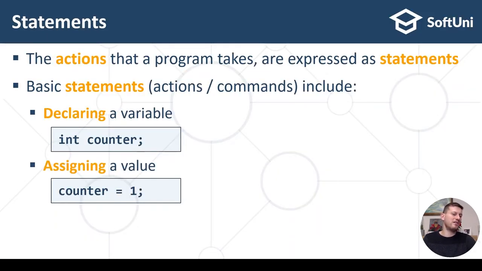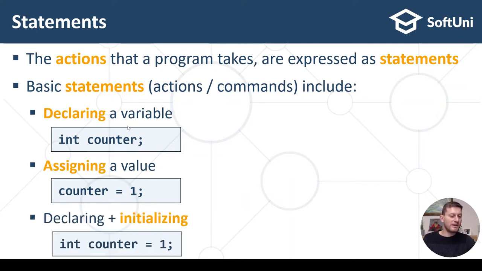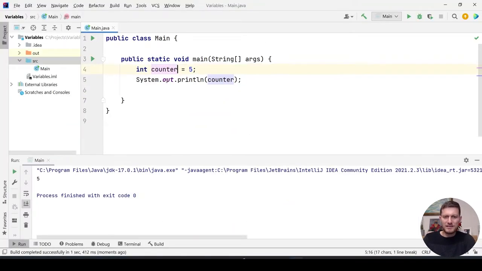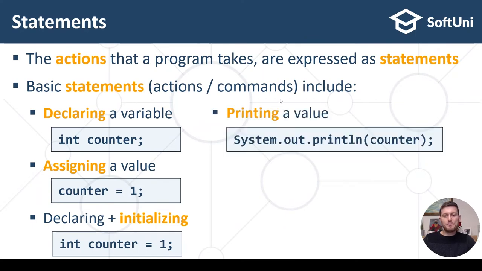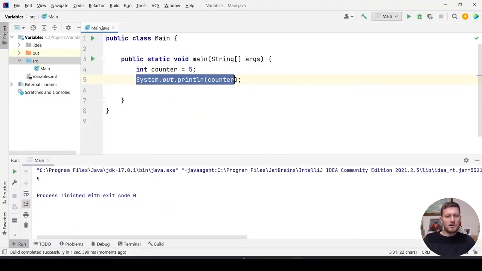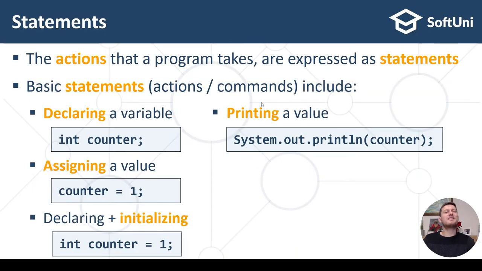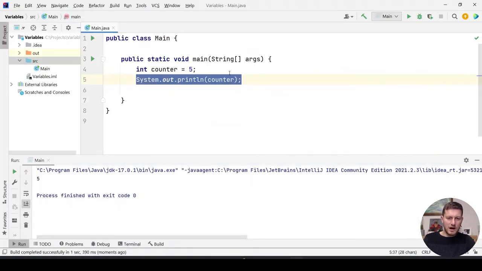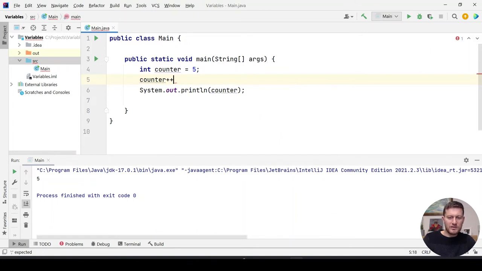These are simple statements: declaring a variable, assigning a value, or declaring and initializing a value on the same line, like this, which is quite more readable and quite more efficient. You type less code. So printing a value is also a kind of statement. It's a function call statement or method call statement. Modifying a value, like counter plus plus, for example, is also a statement. Or we can say that counter equals 2 times counter plus 1.